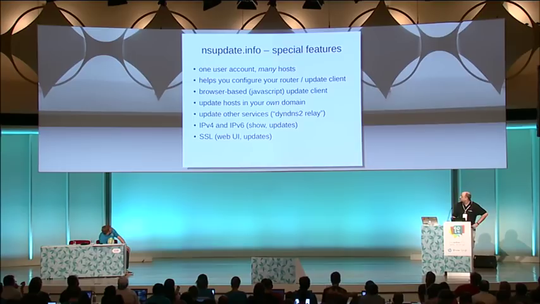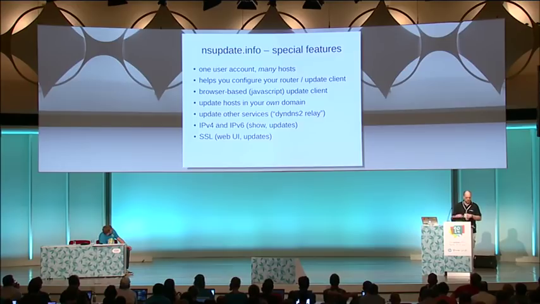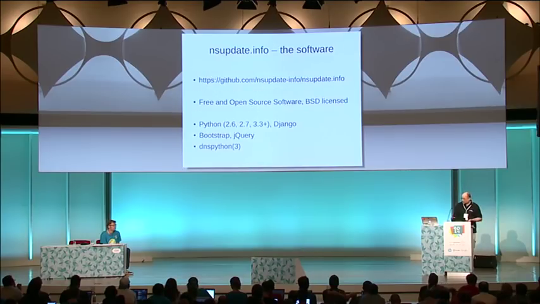On this new service, it's made with Django, by the way. You can have one account, but you can have many hosts, so you don't need to create a new account for every host. It helps you configure your router. You even have a small browser-based update client if you have no other update client. This is for ad hoc usage. You can update hosts in your own domain if you run your own name server. And you can even update other services that are based on the dynamic DNS protocol. And it supports IPv6 also, and it uses SSL, of course. So it's on GitHub.